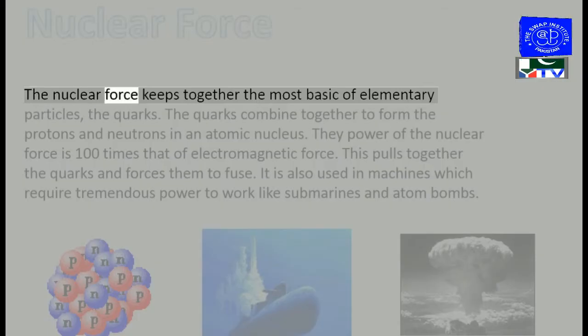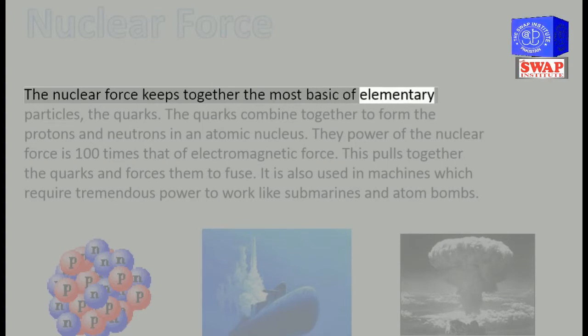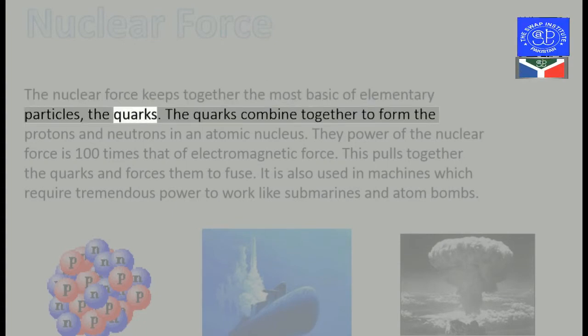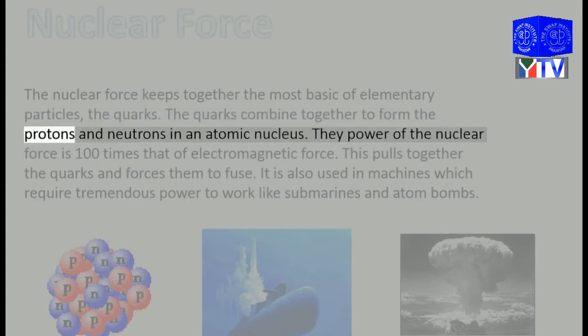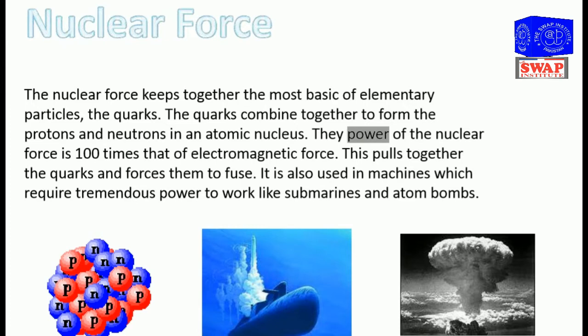The nuclear force keeps together the most basic of elementary particles, the quarks. The quarks combine together to form the protons and neutrons in an atomic nucleus. Basically, the quarks are the basic unit which combine together to make the proton and neutron, and protons and neutrons combine together to make an atom. This is the atomic nucleus.